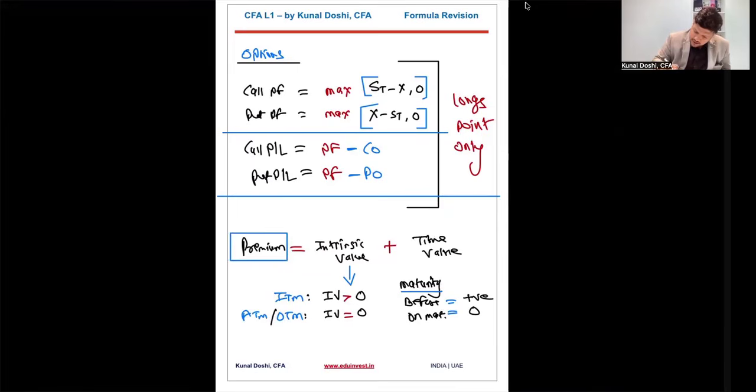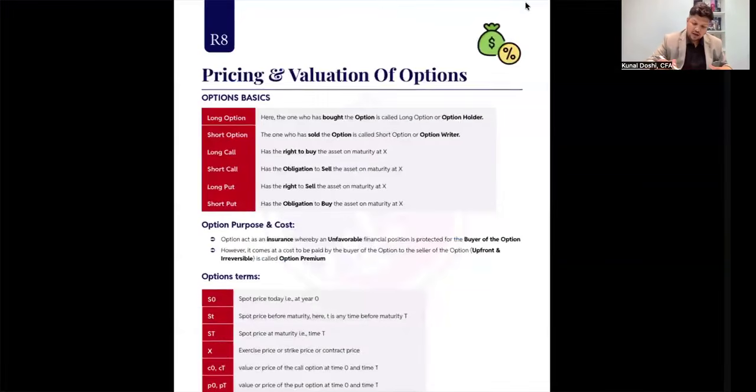Premium is always equal to intrinsic value plus time value. Intrinsic value depends on whether the option is in the money or not. Time value depends on whether the option has matured or not. Can premium be negative? No. Can premium be 0? Yes, only if the option is expired and it is ATM or OTM. Only then will the premium be 0. Everyone with me on this? Check and confirm.